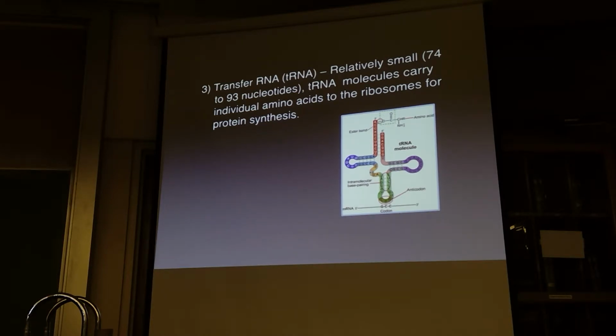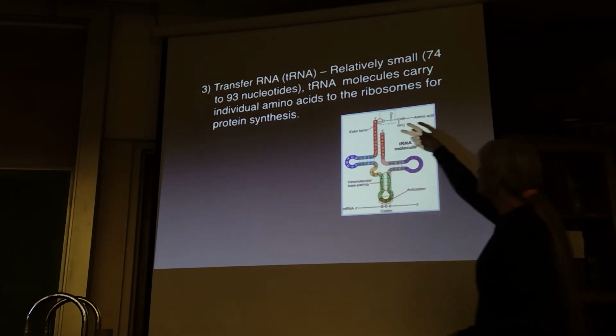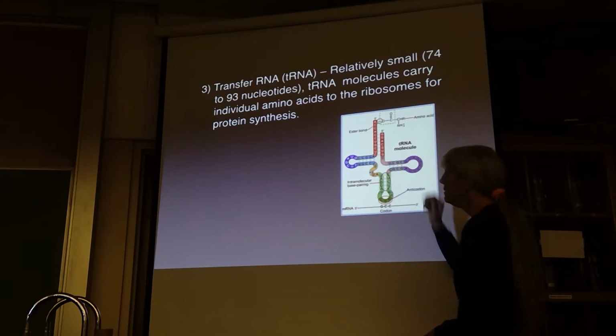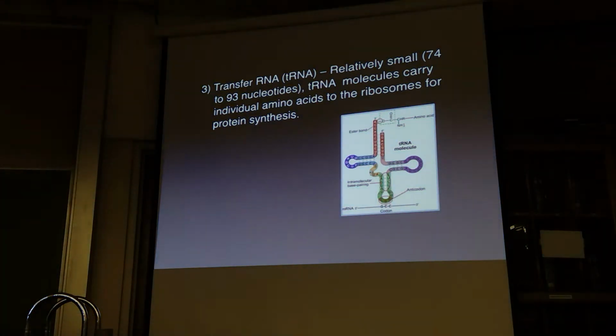The third type of RNA is called transfer RNA, small t RNA. These are relatively little as RNA molecules go, so they're only about 74 to 93 nucleotides long, and their job is to carry individual amino acids to the ribosome for protein synthesis. Typically, transfer RNA molecules are illustrated looking like a clover leaf, where this is the stem of the clover leaf, and you have a leaf going this way and a leaf down here and a leaf over here. Well, all of these things have different names to them, which for you guys, you don't need to worry too much about, except you need to know where the anticodon region is.